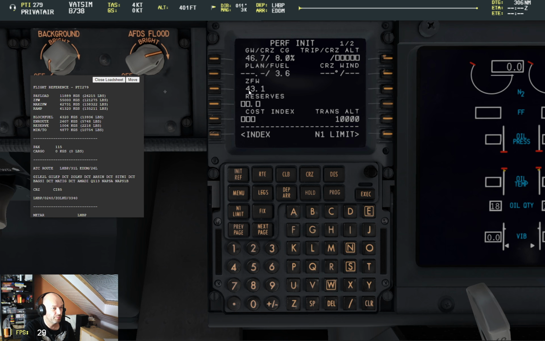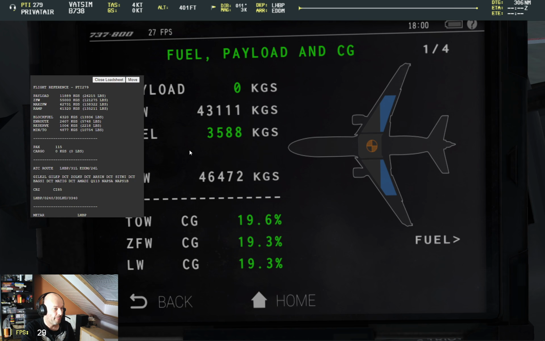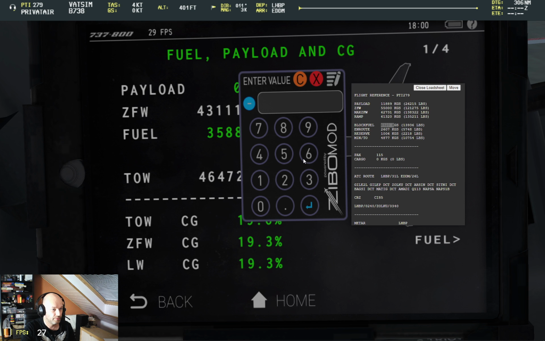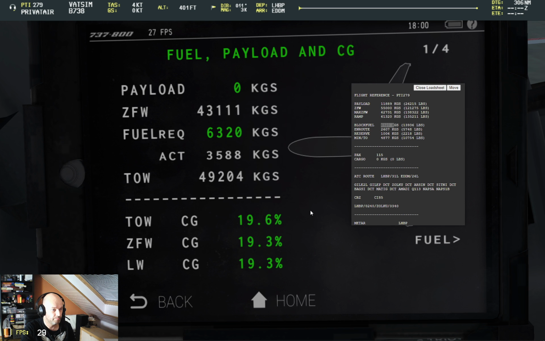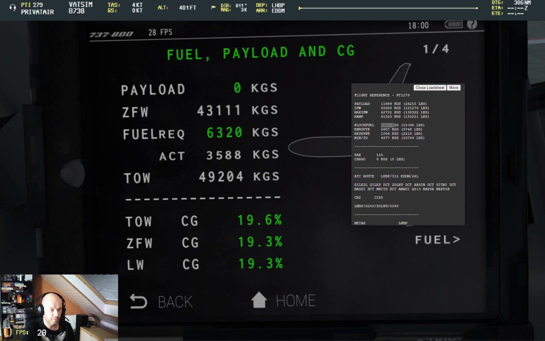Zero fuel weight should be... Oh, it's not there because we still have to refuel. Ah, see, I forgot something. Okay, let's go here. Let me move this. So we said block fuel, we need 6.3, 6320. There you go. Let's call the fuel truck right away before we do anything else.